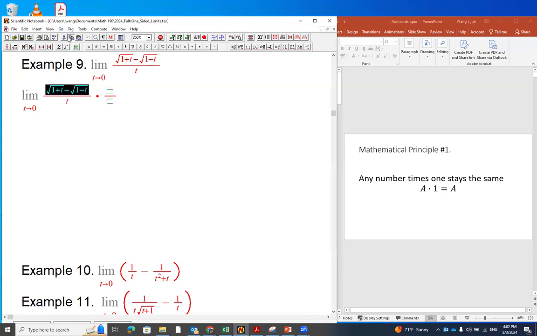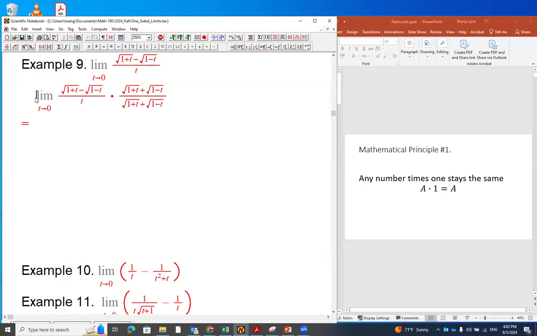So the conjugate of the numerator. We just change the sign to plus, the two roots subtracting or plus, and that makes a conjugate. And we apply mathematical principle number 1. And this makes 1, so anything times 1 stays the same. So we applied mathematical principle number 1. You can see these mathematical principles that we use in algebra are very, very useful. Okay, we continue to use them.